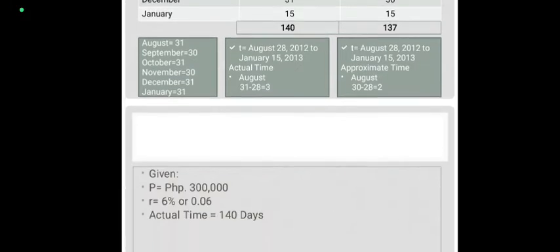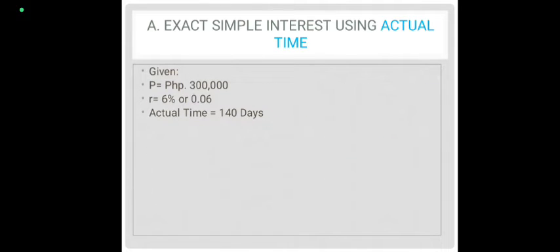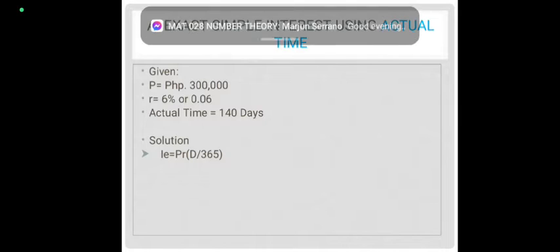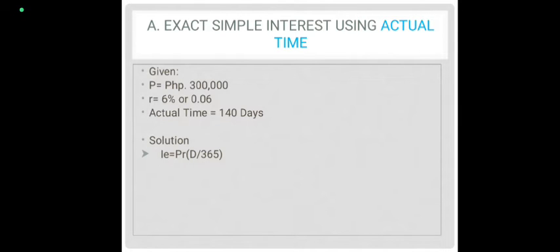So we can now compute the exact simple interest using actual time. So this is our given. We have principal 300,000, rate 6% or 0.06. Actual time we have 140 days. So this is our solution. The exact simple interest is principal multiplied by rate multiplied by days divided by 365.